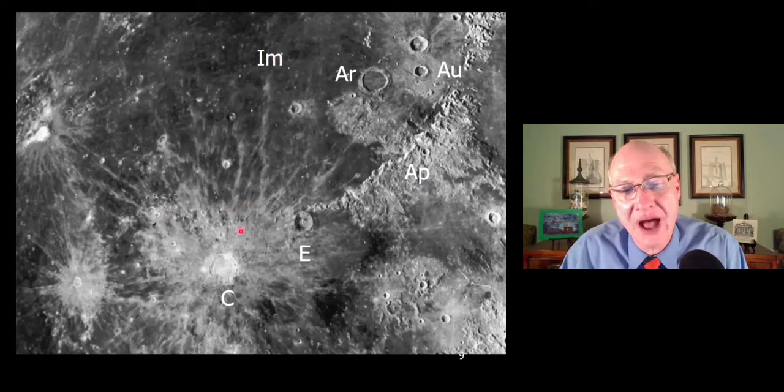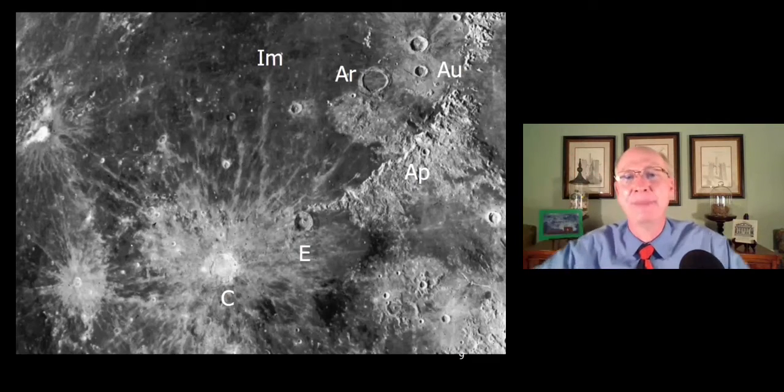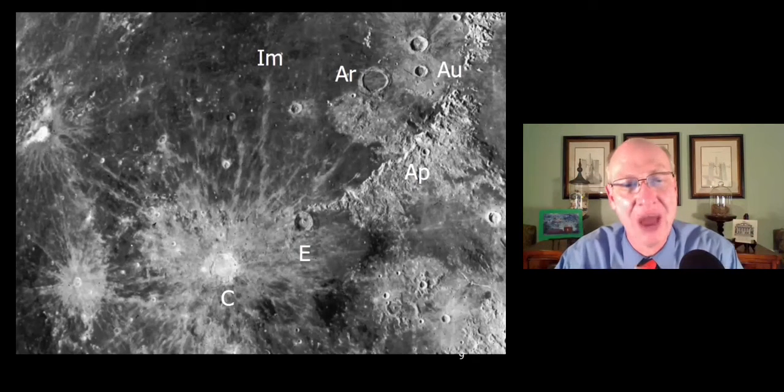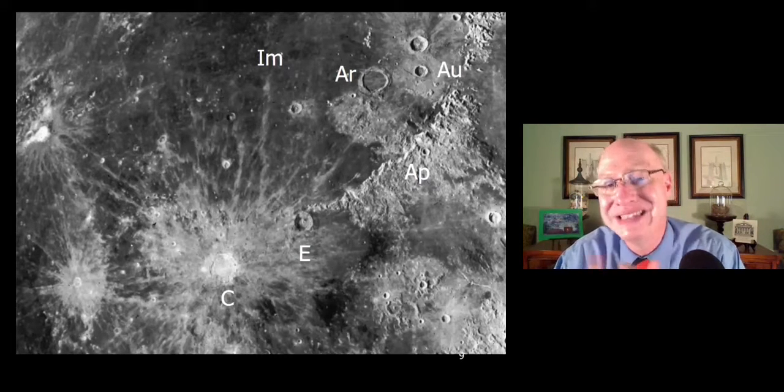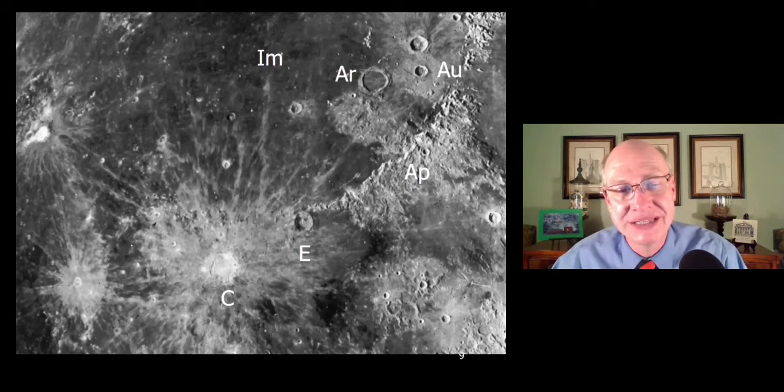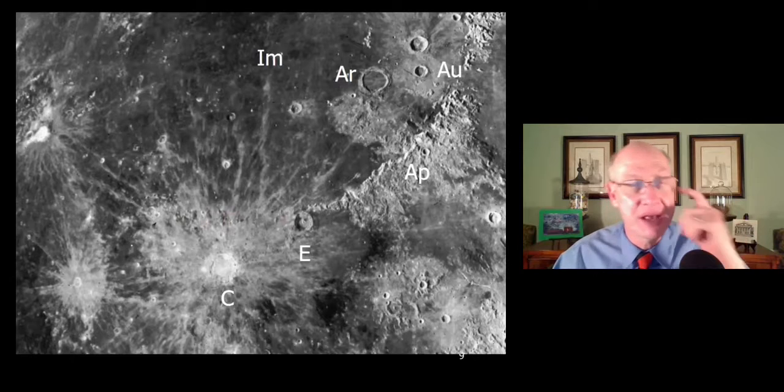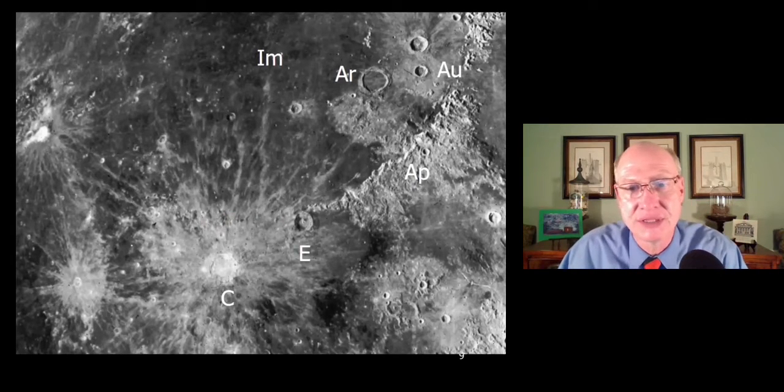I think it's also obvious looking at the Apennine Mountains right here that Copernicus has clearly draped its material across the Apennine Mountains. That is, the mountains existed first, Copernicus happened second, and the material splashed down on top of the mountains. We see no evidence that the mountains impeded the flow of material, and the mountains seem to be covered in the ejecta from Copernicus.